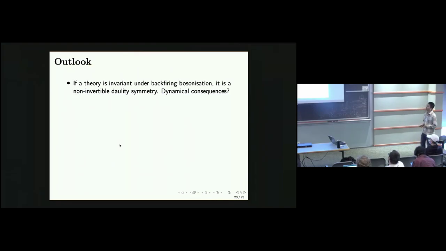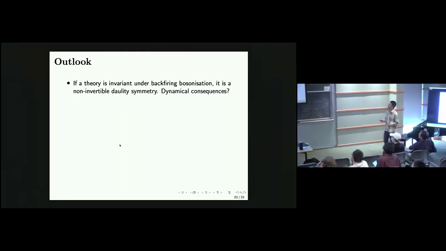First of all, if the theory is invariant under the backfiring bosonization, which maps one fermionic theory to a fermionic theory, then there's some special situation where the two fermionic theories are equal. So it means that backfiring bosonization becomes a symmetry of the fermionic theory, and it's a non-invertible duality symmetry, it turns out. And the question is whether we can say something interesting about it.